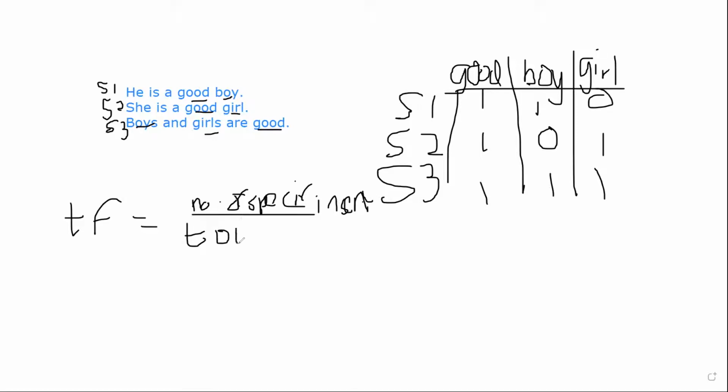Now to calculate the TF-IDF, it's a simple fraction. For term frequency, the formula will be the number of occurrences of the specific word that you want to search for in the sentence, divided by the total number of words in the sentence.